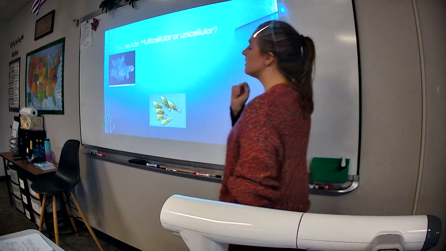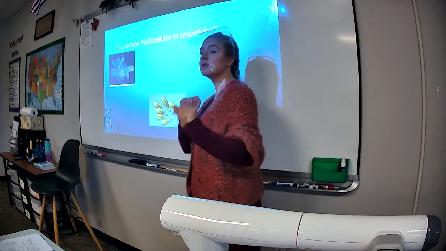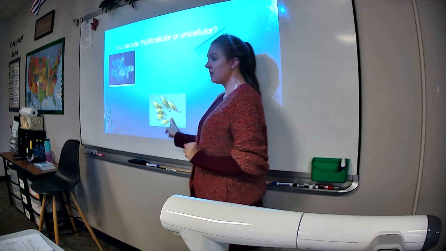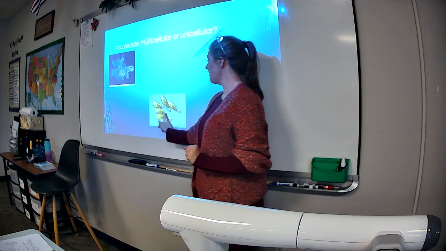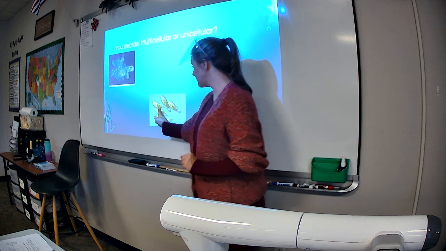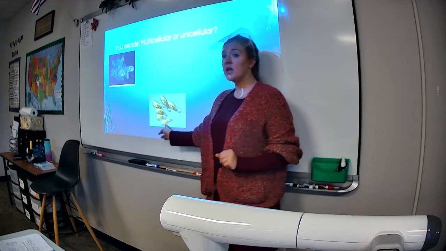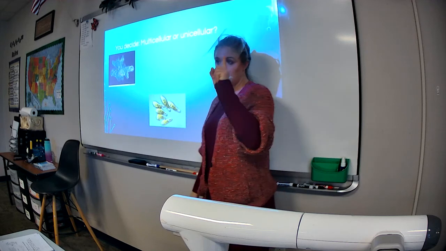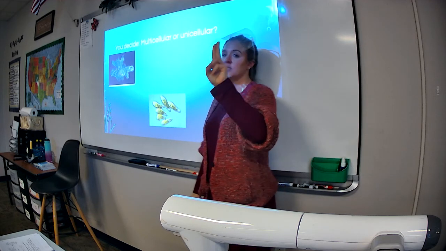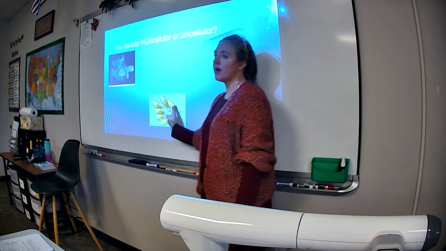Okay, this is one. This is a living thing. That is a living thing. That's a living thing. That's a living thing. Each one of those living things is made of one cell. Okay? So it's unicellular. This is multiple euglena.